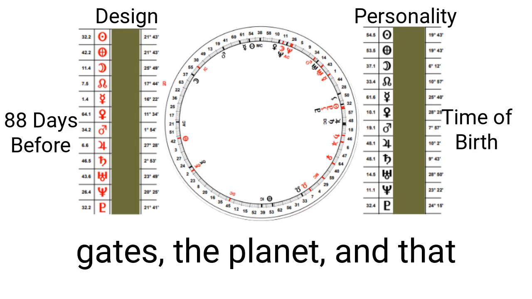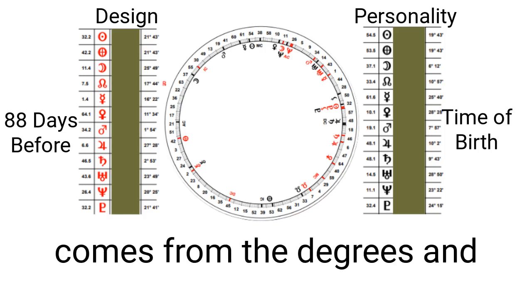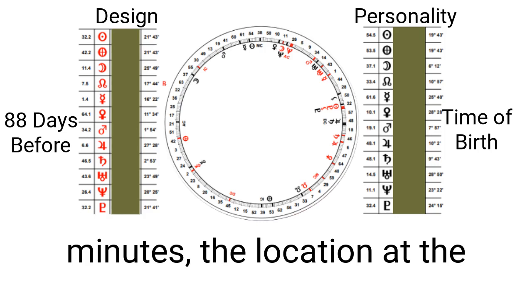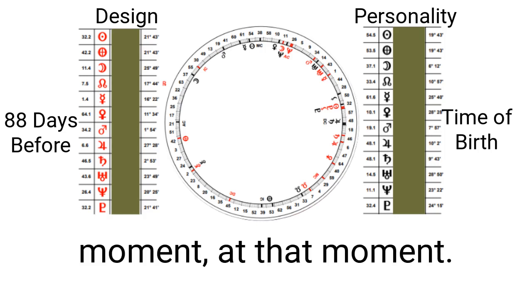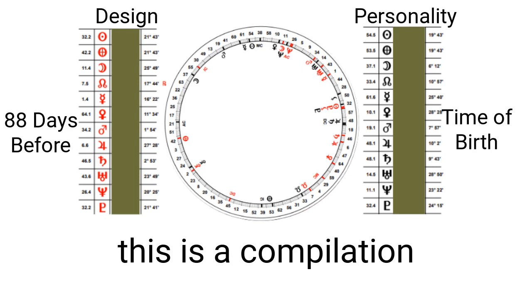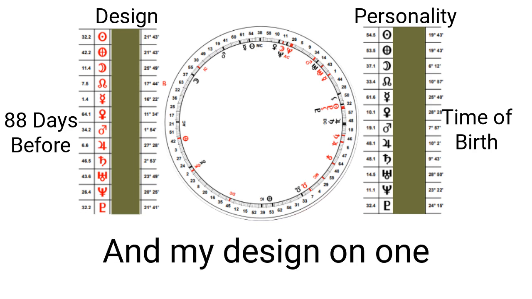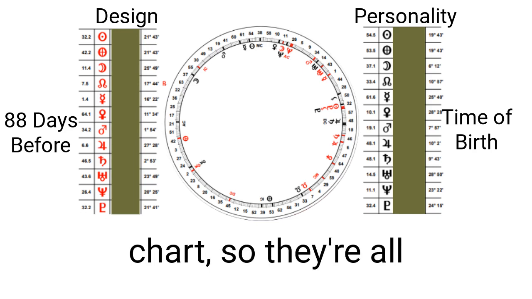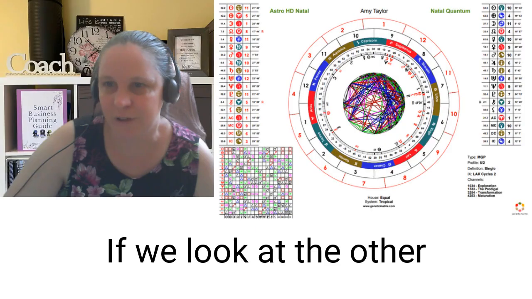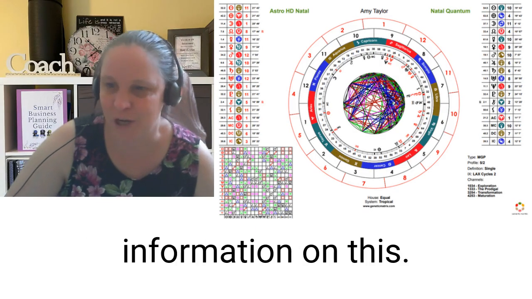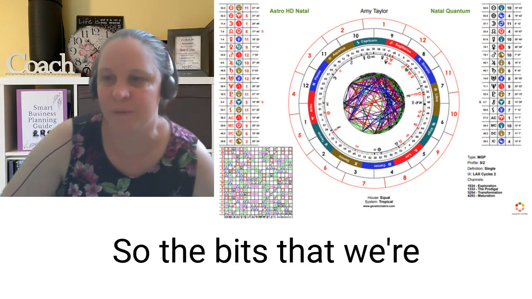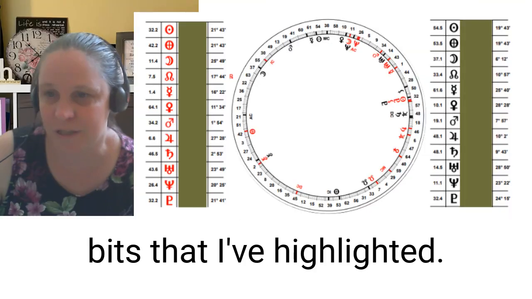This then creates the bits that we need. So we're looking at the gates, the planet, and that comes from the degrees and minutes, the location at that moment. And so you can see here, this is a compilation of my personality and my design on one chart. So they're all put onto one chart. If we look at the other chart, there's a lot of mess. There's a lot of information on this. It gets overwhelming. So the bits that we're looking at are just these bits that I've highlighted.